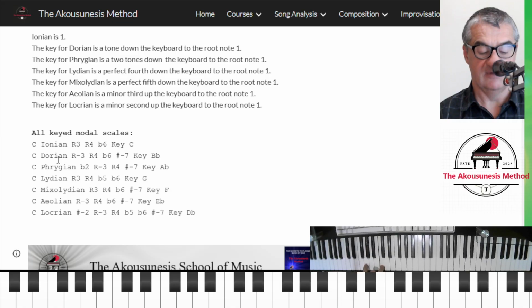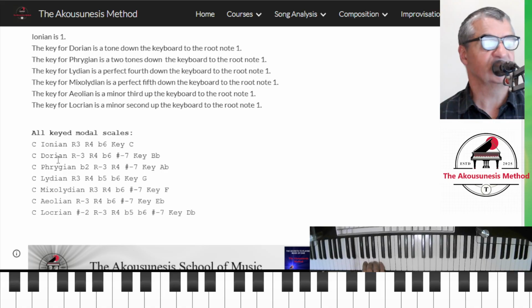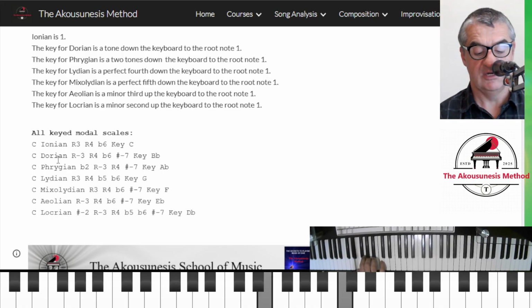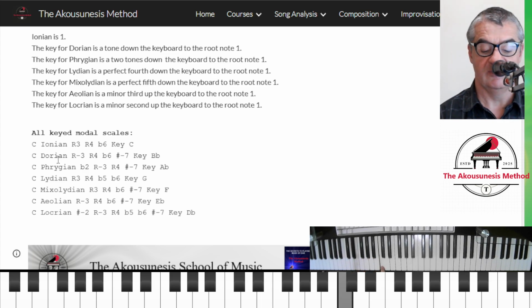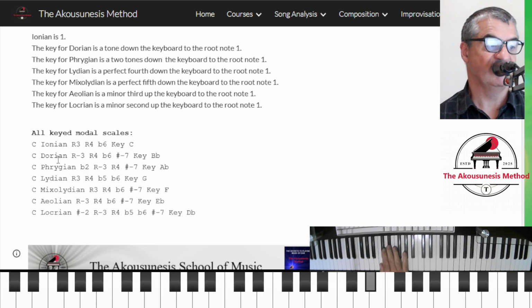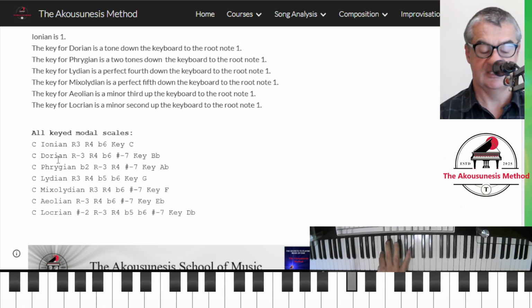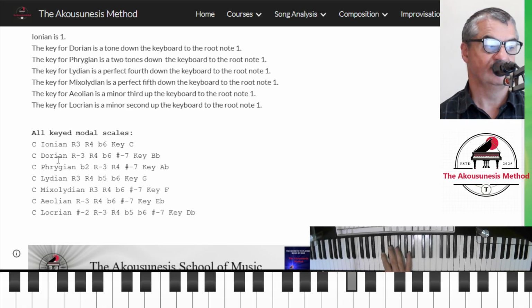Then C Mixolydian is in the key of F, which is a perfect 5th down, right? C Aeolian, we can go a minor 3rd up, which is going to be the key of E flat. And Locrian is going to be the key of D flat, right? So there's our keys we can choose.